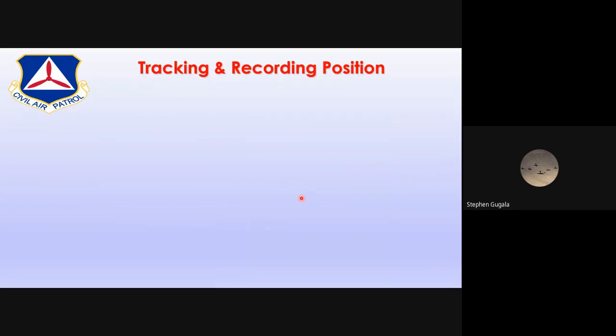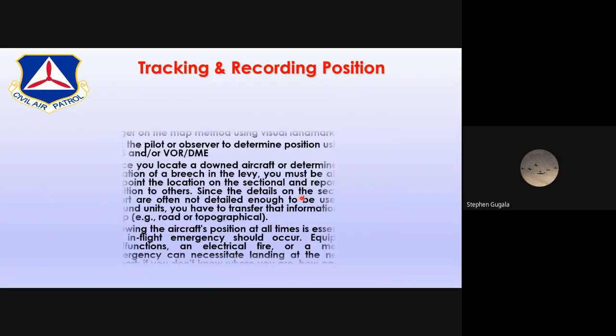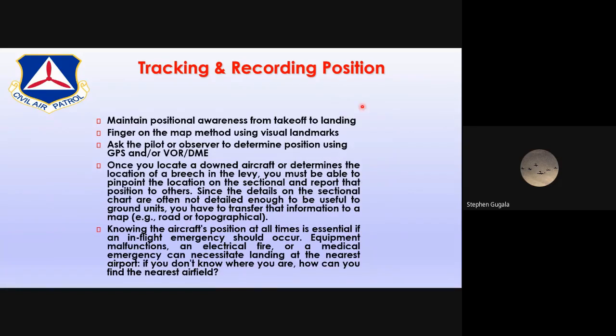Tracking and recording position. Again, as I mentioned, that's your secondary job, is to know where you're at. You should try and maintain positional awareness from the takeoff to the landing. Keep your finger on the map method is preferred, using visual landmarks. You know what? I'm going to take that back. Preferred is if you can get a tablet that tracks these things for you, you'd be in really good shape. You can ask the pilot and the observer to determine position by using the GPS up front.